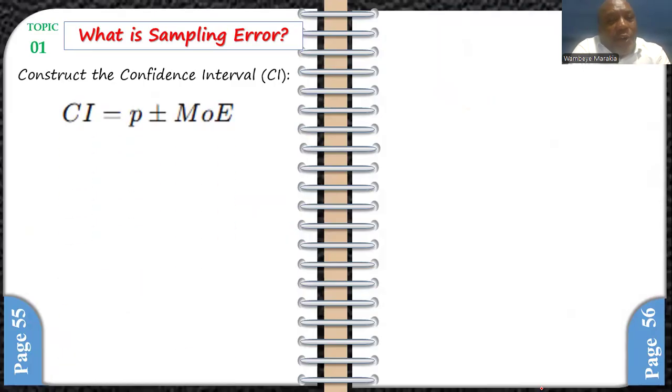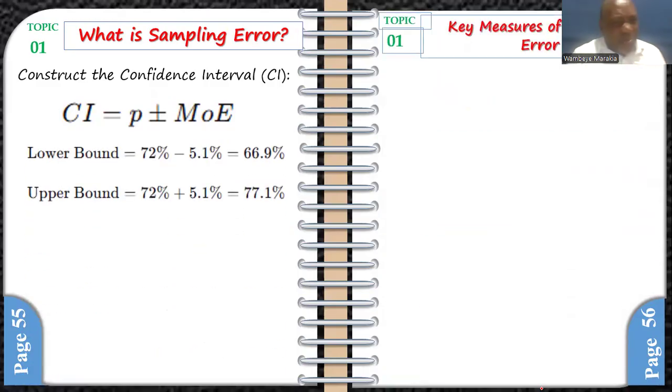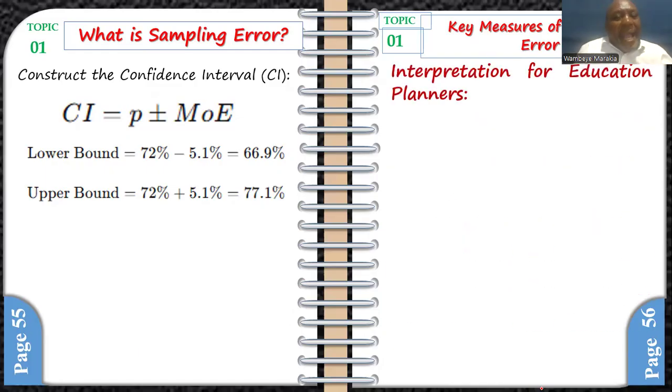So the confidence level is the P value, or the percentage of the population that agrees, minus or plus the margin of error. So in this case, we are going to get the lower bound and also the upper bound. The lower bound is going to be 72% minus 5.1%.